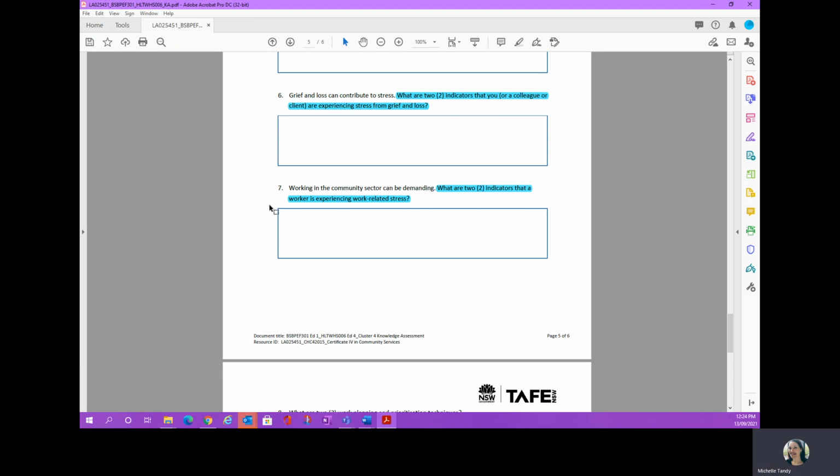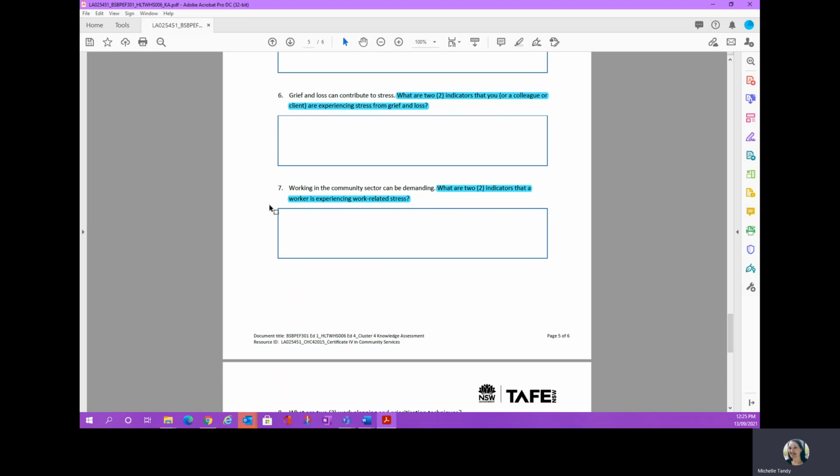Question 7. Working in the community sector can be demanding. What are 2 indicators that a worker is experiencing work-related stress? Now, we don't really want a personal life story here. We all go through our own versions of work-related stress at different times in our life, I'm sure. But the indicators can be universal. There are some indicators of work-related stress that are very general. That's what we want to see in this answer.